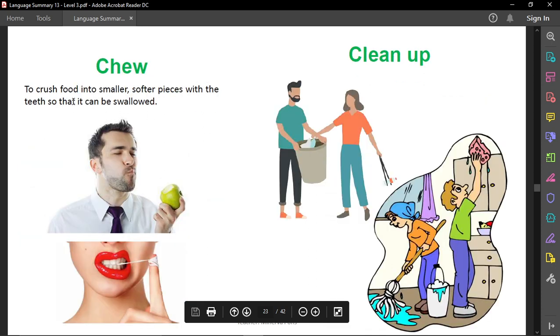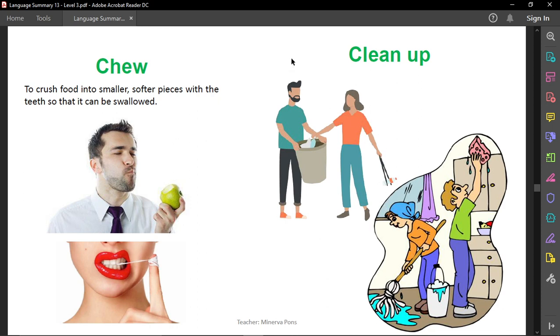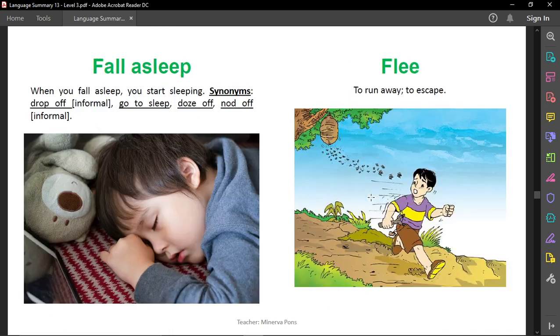Chew. To crush food into smaller, softer pieces with the teeth so that it can be swallowed. When you're eating, you chew your food before swallowing it. Clean up. To clean up, it's to clean, to disinfect, to make everything nice. Basically, to clean up.